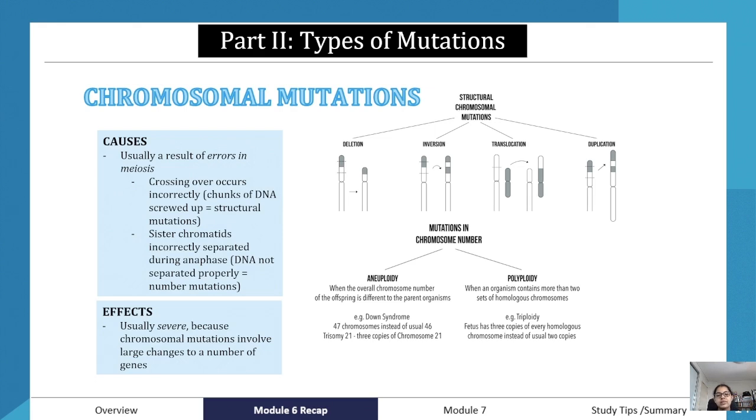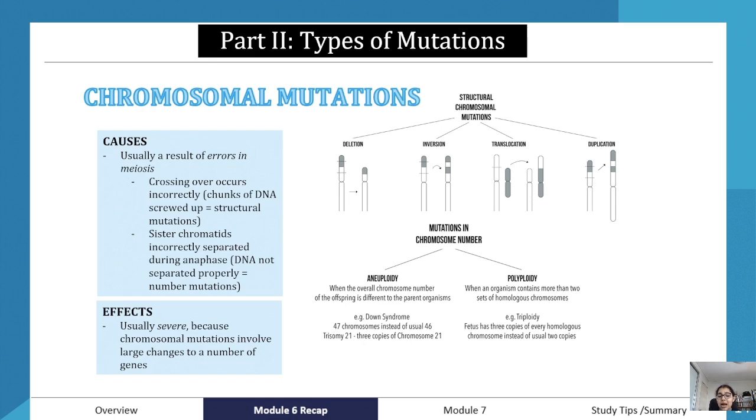So aneuploidy is when the overall number of chromosomes of the offspring differs to that of the parents. So, for example, in Down syndrome, the individual has 47 chromosomes instead of the usual 46 chromosomes, and that is because they have 3 copies of chromosome number 21. So that's aneuploidy. Then we've got polyploidy, which is when an organism contains more than 2 sets of homologous chromosomes.